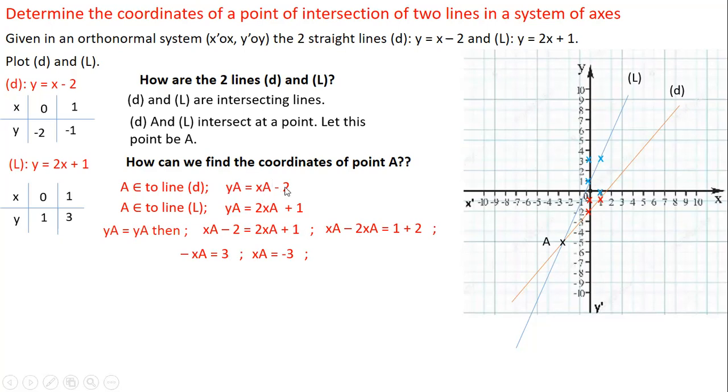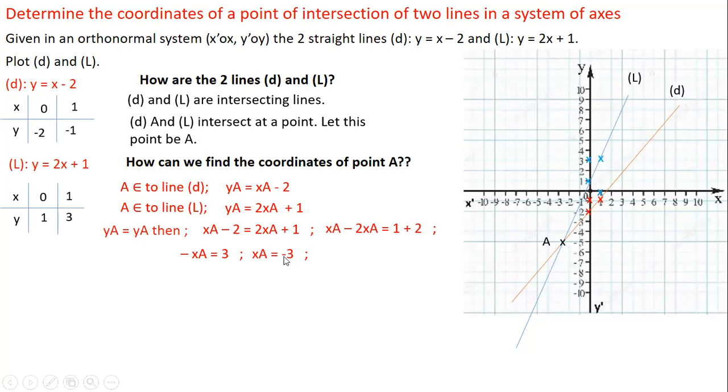I didn't invent this myself; in this line D I put A inside it. Same thing, A belongs to line L, then YA is equal to 2XA plus 1. In line L, I also replace A here and A here. Now, since this side YA is equal to YA, then these two sides will be equal to each other. So I got the abscissa of A. Is everything clear until here? Yes. Okay. I found the abscissa.